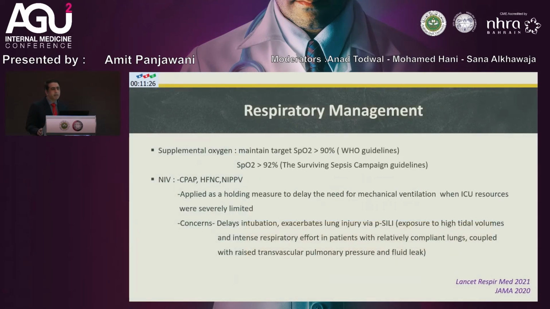The respiratory management, for obvious reasons, should be focused on keeping the oxygen levels high. According to the World Health Organization guidelines, the minimum oxygen target is 90%, so you should try to maintain the oxygen levels above 90%. But according to the Surviving Sepsis Campaign guidelines, the oxygen should be maintained at more than 92%.